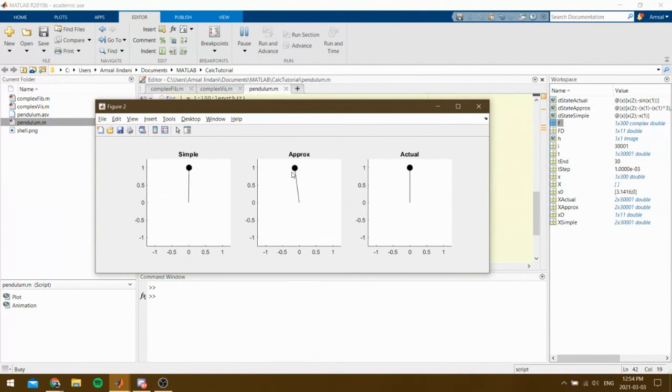The actual one's pretty good, and the approximate one fails as well after some time because our Taylor series expansion isn't perfect. Actually, the approximate one just breaks. But yeah, you can see the actual one doesn't move, exactly what it should do.